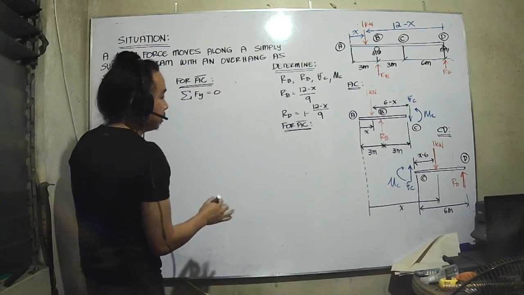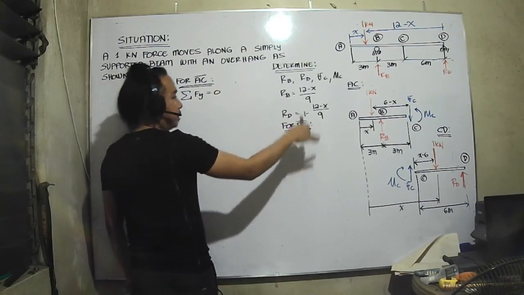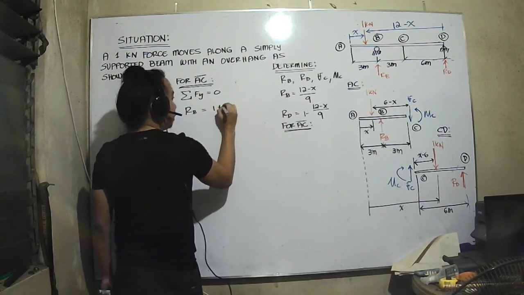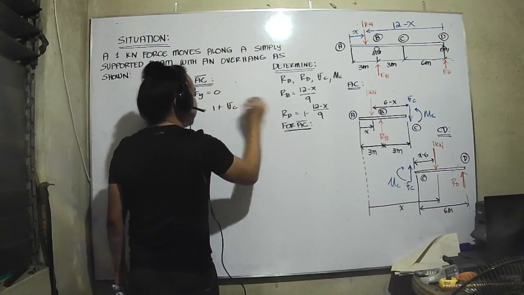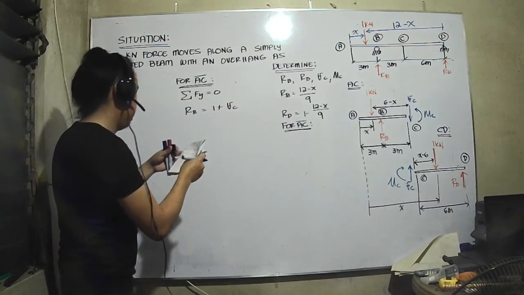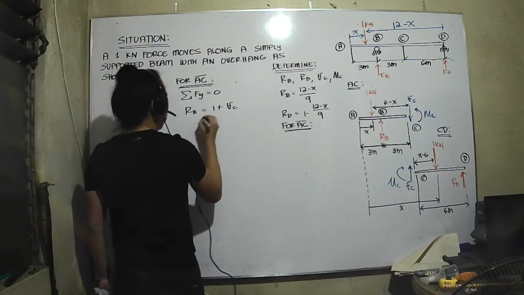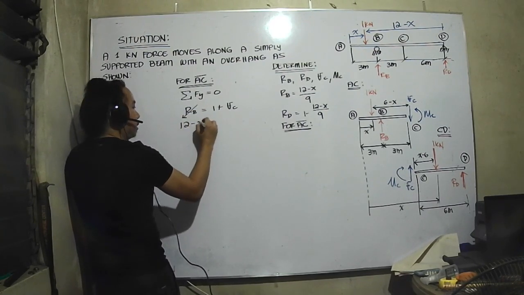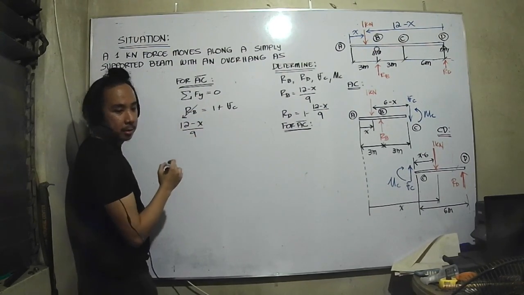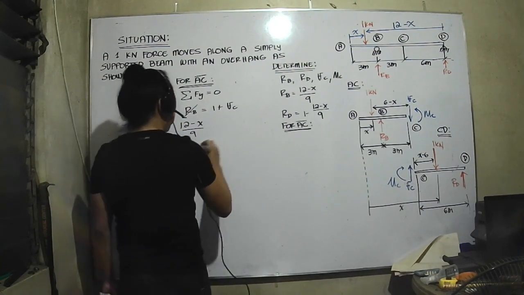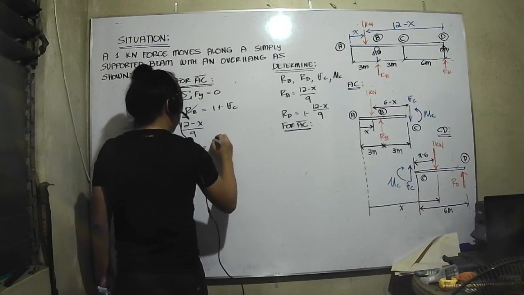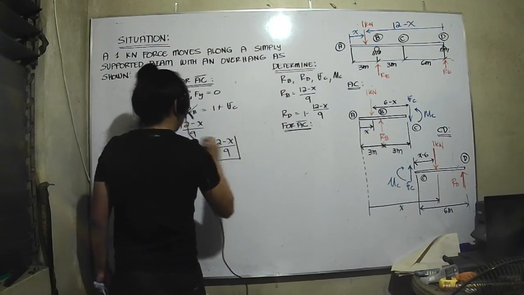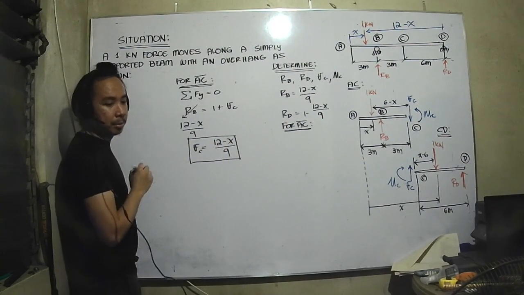RB is going up. RB stands alone against 1 plus VC, okay? VC is assumed to go down. Now, solving, we already know that RB is equal to 12 minus x over 9. Solving for VC, I can easily say that it is 12 minus x over 9. We have this expression for VC.